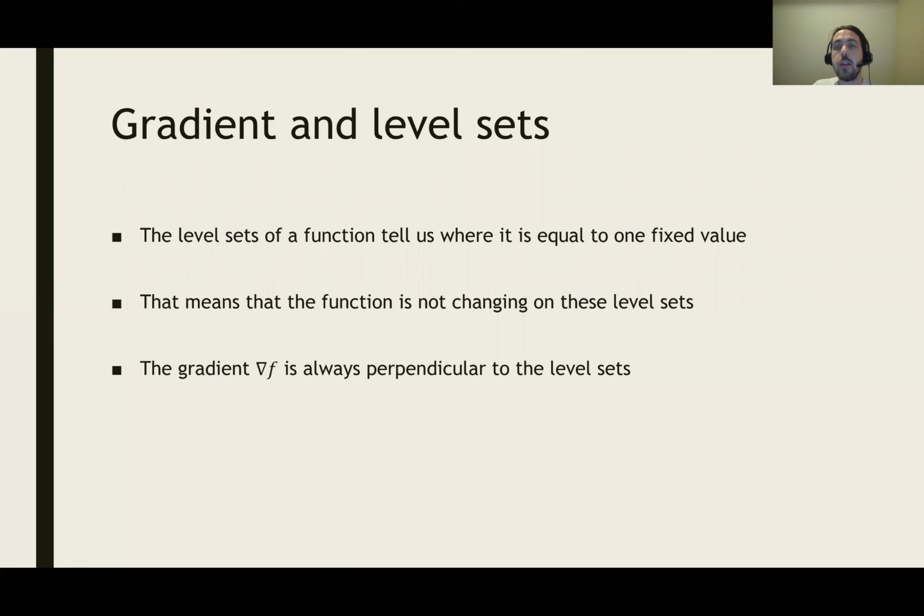So the gradient interacts in a particular way with level sets of a function. The level sets of a function, if you remember, level curves or level surfaces, tell us all the places where the function is equal to one fixed value. So if I draw the level curve for where a function is equal to 1, that tells me all the places where the function is equal to the fixed value 1. It doesn't change on that level curve. And so the gradient always points perpendicular to those. The gradient always points in the direction of fastest increase, where the level sets always stay the same.